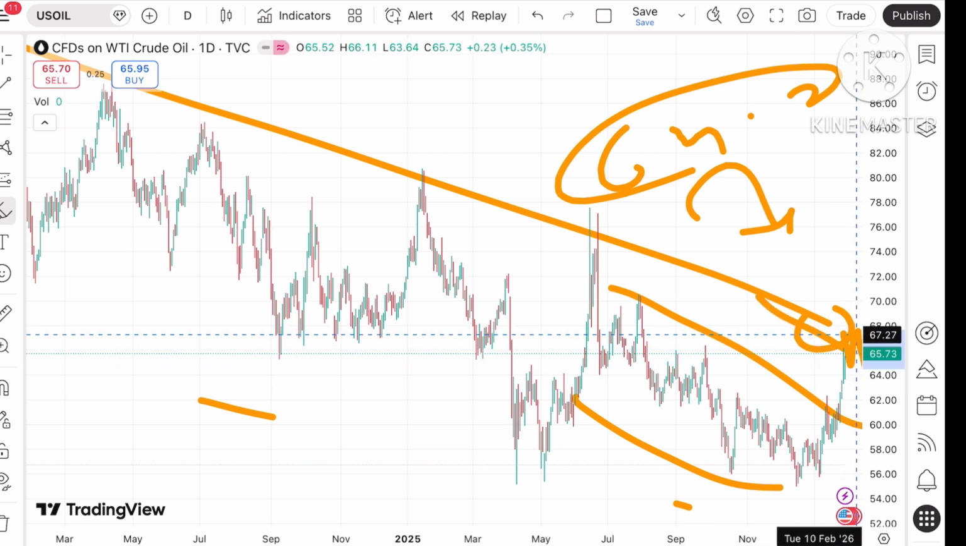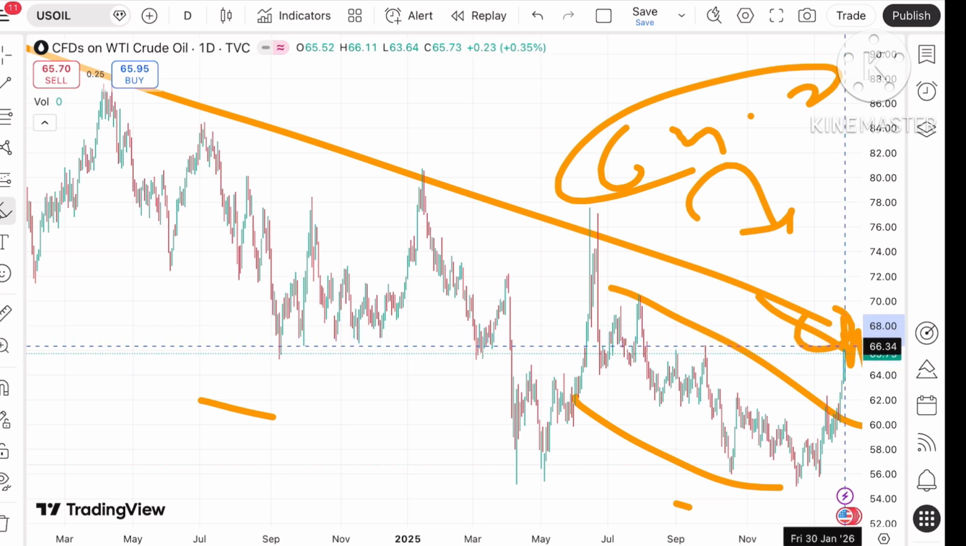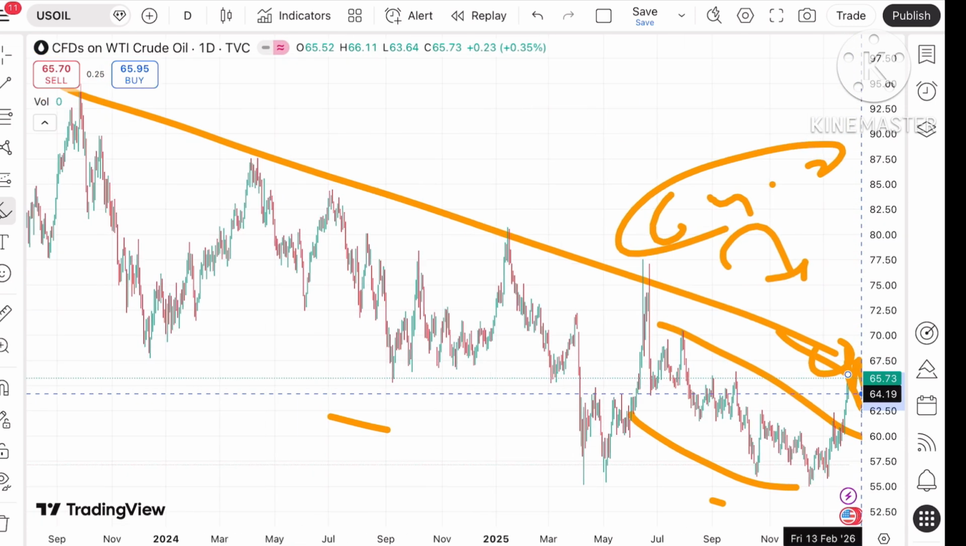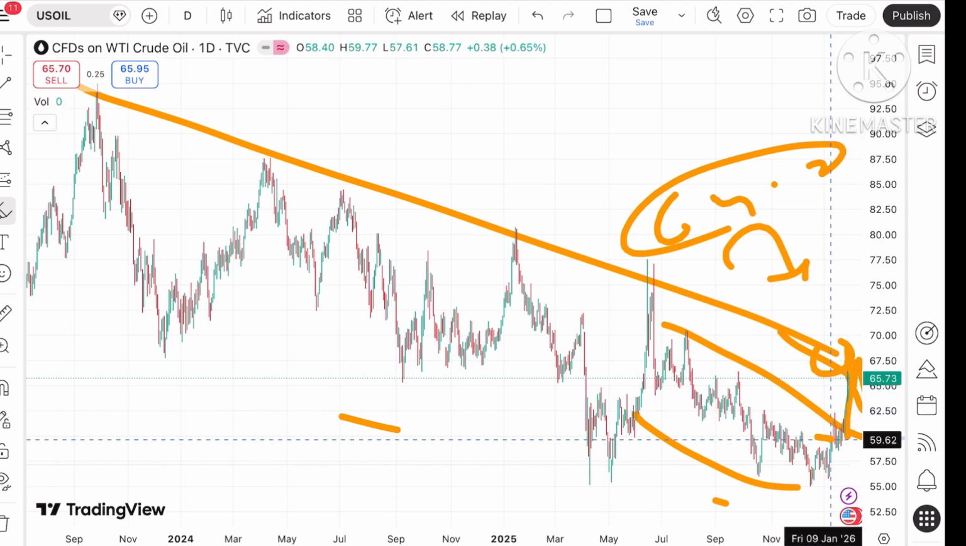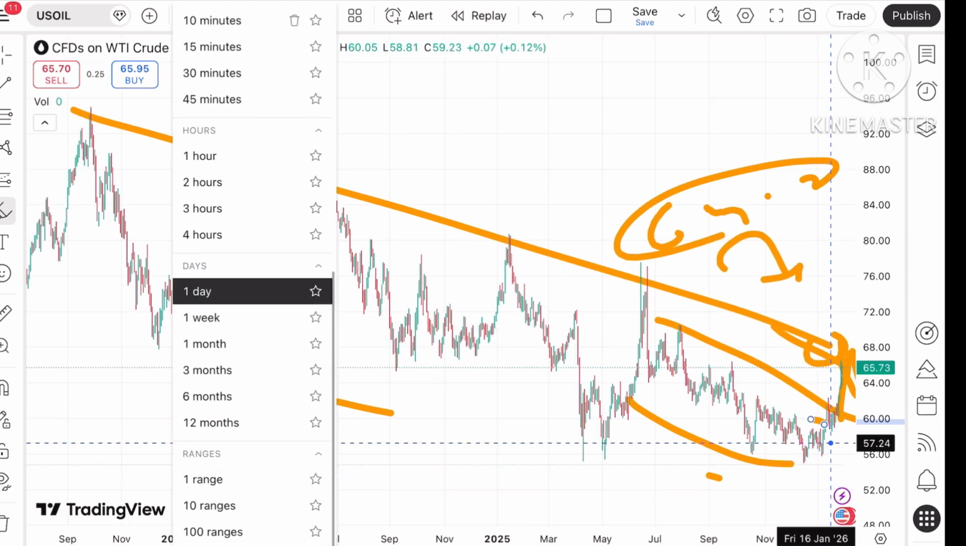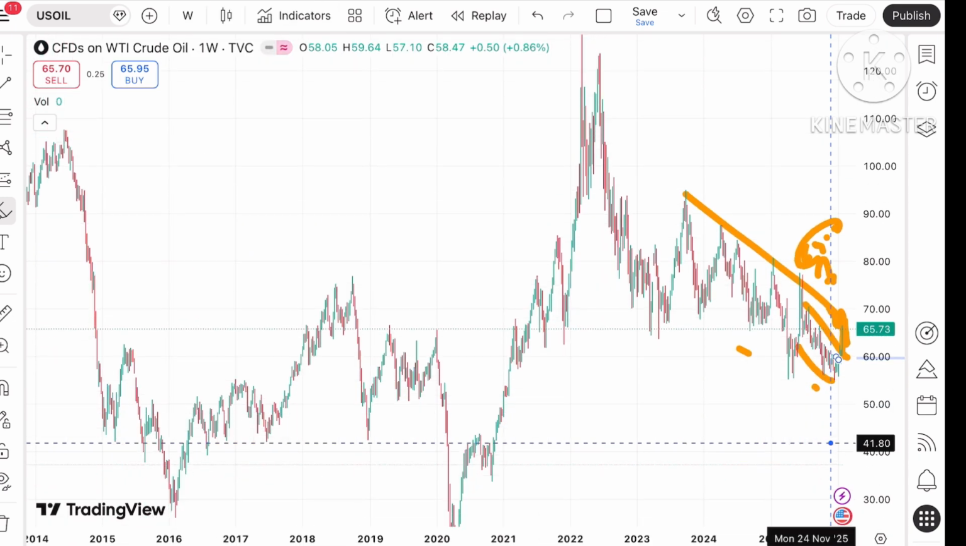If it started going upside, after touching 69, it can come down again towards 66, then to a level of 64.5, and then a probability of coming towards 62.19, and then it will move in this particular zone again. Coming to an important chart, that is the weekly chart, where you'll understand how the price is moving.